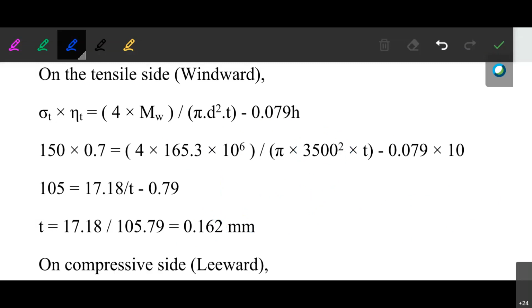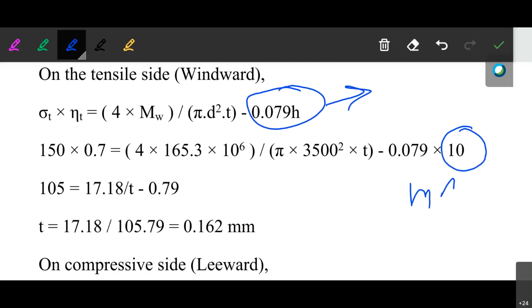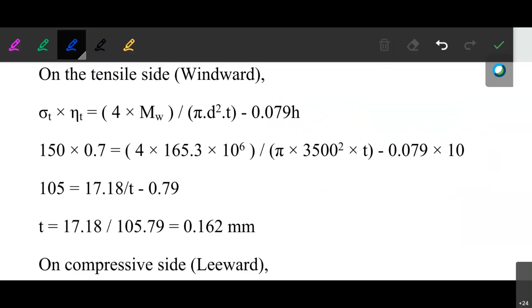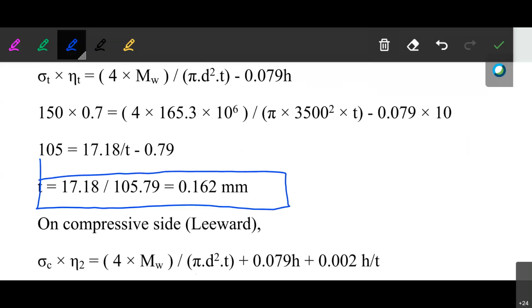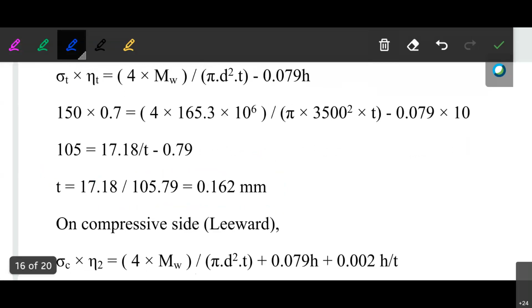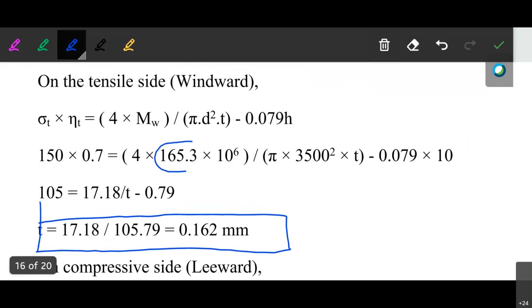Okay, now next is your stress due to the self-weight. Here we are not converting the value of the h into mm. Remember that particular point. We are keeping that particular value in meter because that value has been already converted. So putting those values, we get the value of the t as 0.162 mm, for the tension side by considering this particular movement.